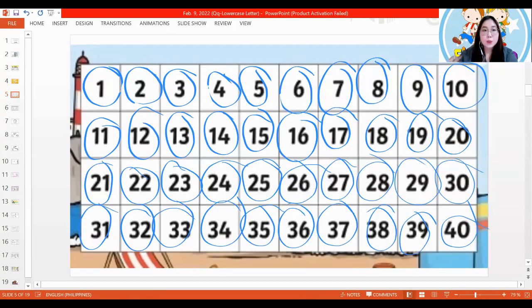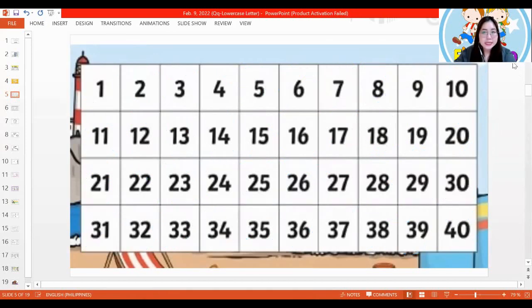Very good. So what letter did we learn? We learned about the letter Q. Very good. So yesterday, did we learn about capital or lowercase letter Q? We learned about capital letter Q. Very good. And today, we're going to learn about lowercase letter Q.